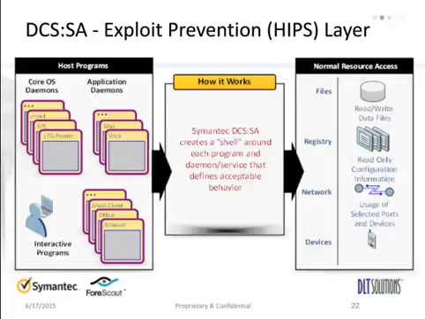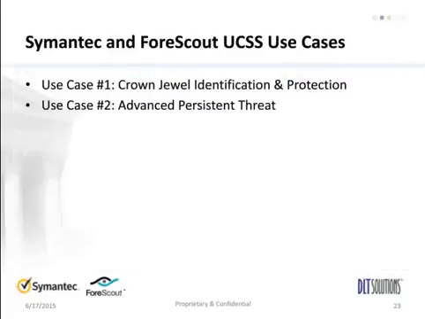Thanks, Tom. So as we discussed before, we're going to talk about two use cases today. The first one is crown jewel identification and protection, and we'll go over how DLP and Data Insight can feed trigger events to DCS and to ForeScout to apply special protection policies around that. And then, as Tom had alluded to previously in the deck, we'll be reviewing the advanced persistent threat use case.